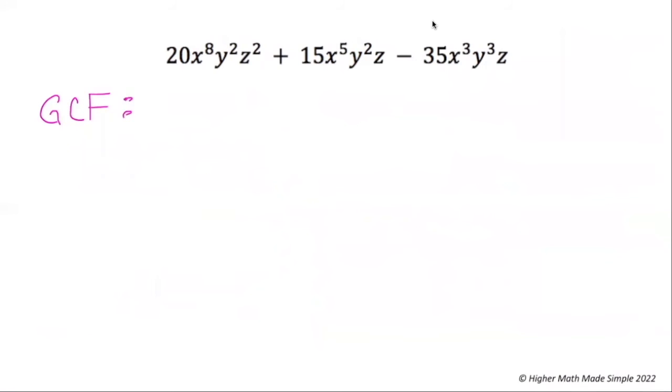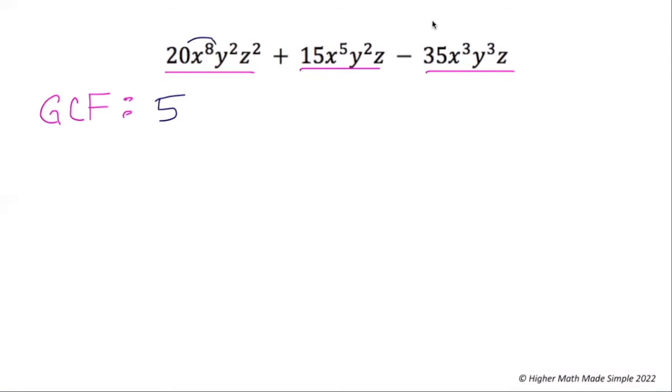So again, it's important to note there are 3 terms here, because we can see that all of these 3 guys are separated by plus and minus signs. So you have to look at each single term, and let's actually go ahead and look at just the numerical values. The 20, 15, and the 35, those are all divisible by 5. So we're going to pull out a 5 from each of those terms.